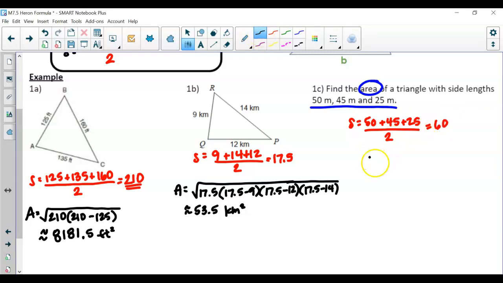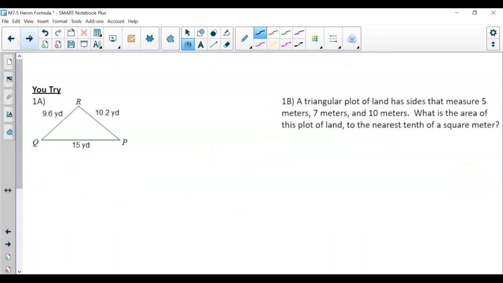Now to find the area, you have that S value 60 times 10, from 60 minus 50, times 15, from 60 minus 45, times 35, from 60 minus 25. And you should get an area which is approximately, again, if you need to, pause the video so you're practicing putting it in the calculator, 561.2 square meters. So go ahead and pause the video now and do these two Your Tries on your own.